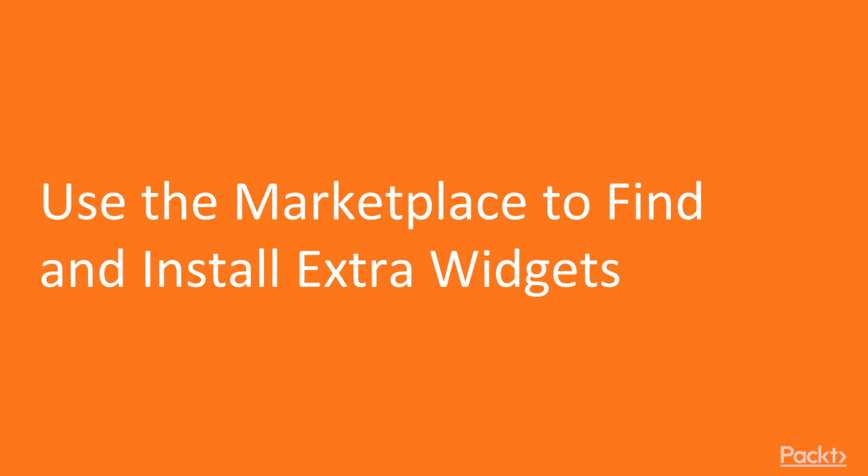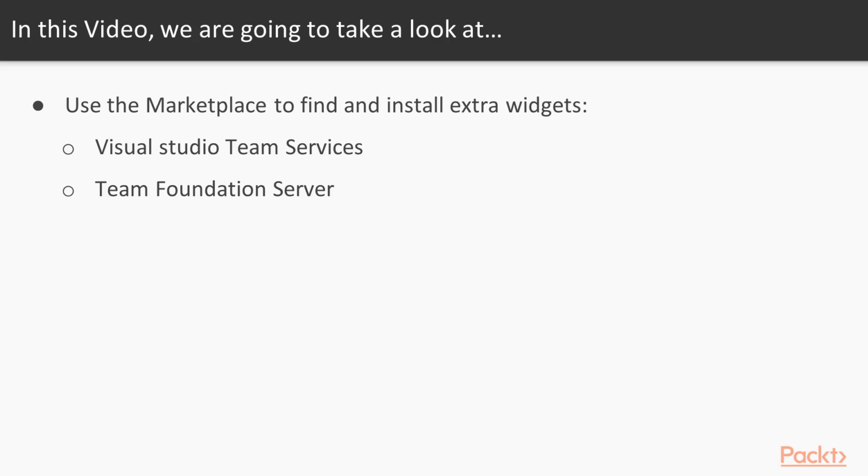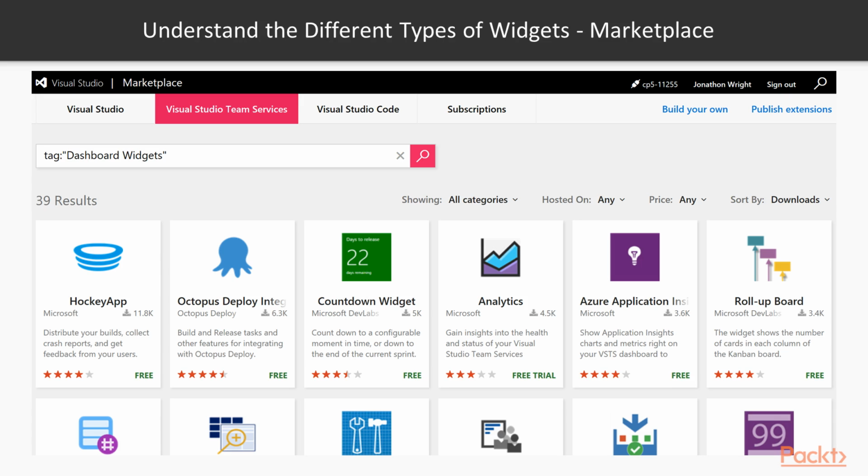In this video, we're going to use the marketplace to find and install extra widgets. We covered this briefly in the previous video around how we would do this using Visual Studio Team Services in comparison to how you do this with Team Foundation Server. The main difference was you have to disconnect from your Team Foundation Server instance if you want to install your Visual Studio Team Services, and also how you search. So in this case, you can use the tag to then search directly for just dashboard widgets.